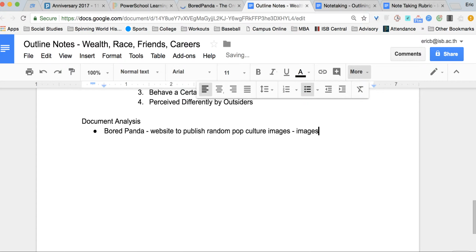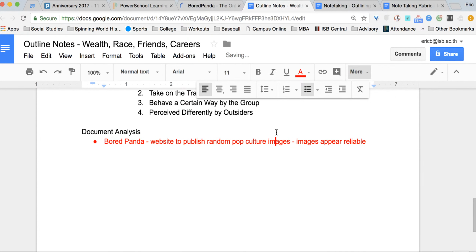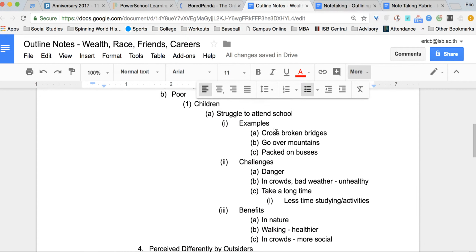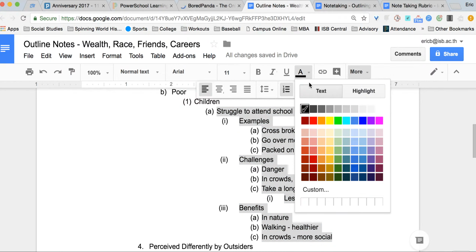But their images appear reliable. I'm going to put "appear" because I don't know for sure. Now look what I'm going to do. I'm going to choose something here. I'm going to take this. This is the next level. I'm going to color code this red, and I'm going to take all of this information here and also color it red, just so that I know that all came from here.